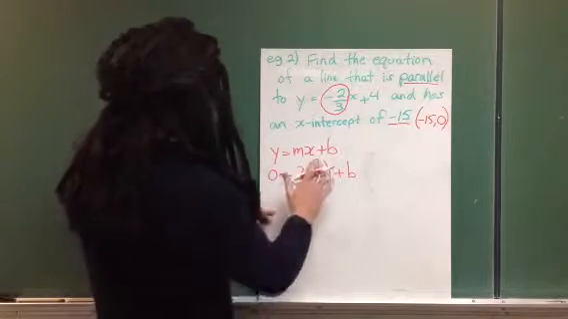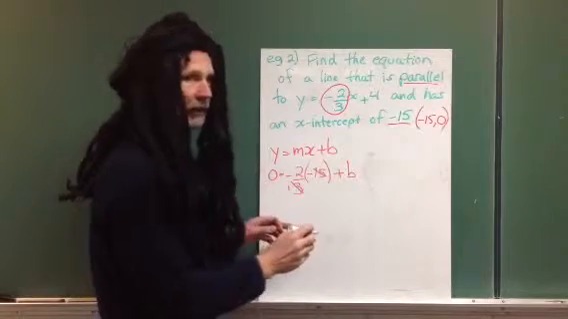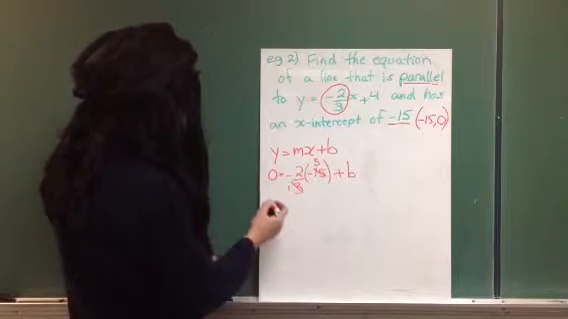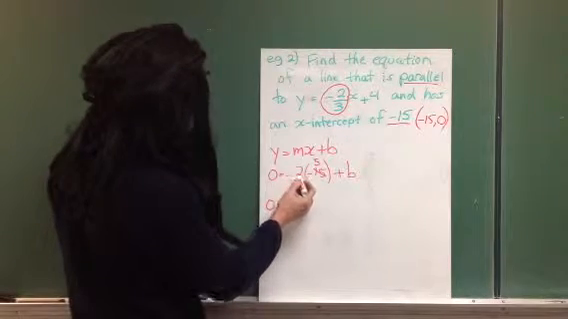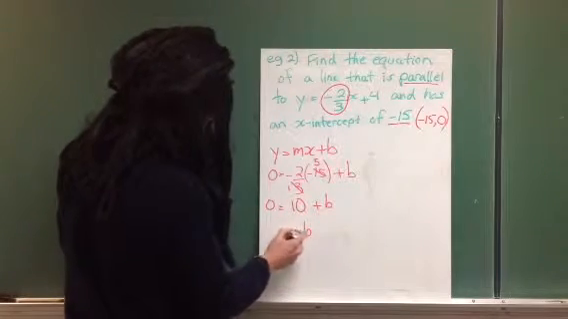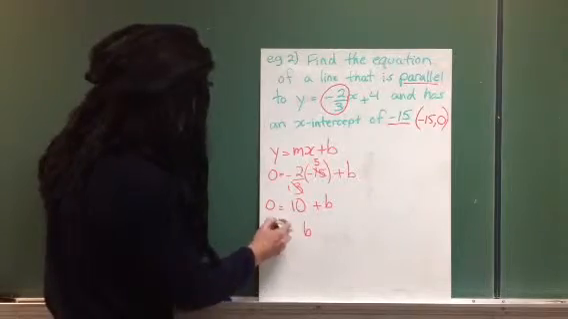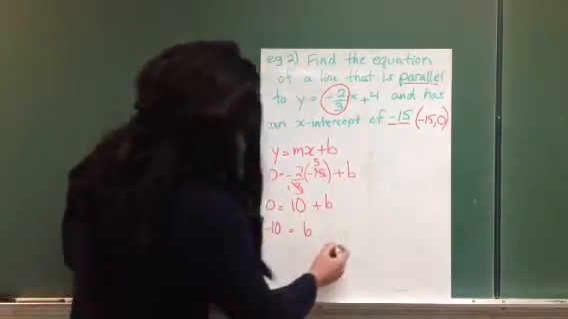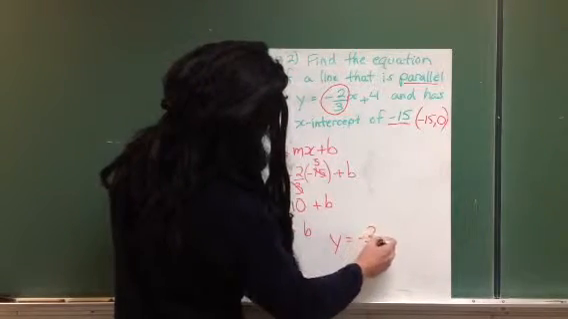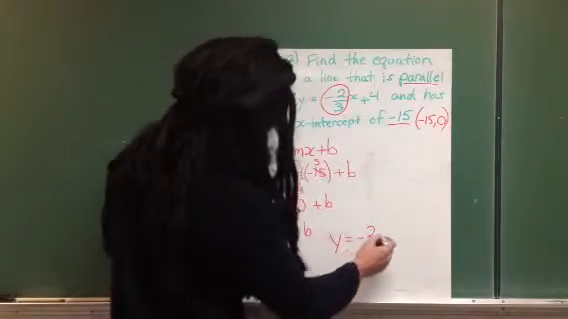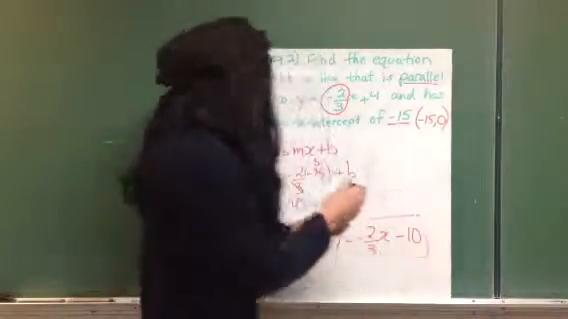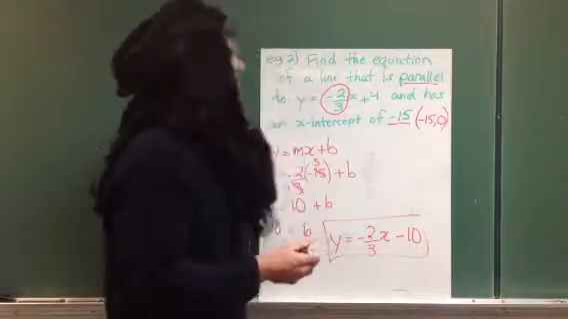So now I have, whoop, low tech, remember I've got to fix it. That would be 5, -5. Okay, so now we have 0 equals -2 times -5 is +10 plus b. So b equals, bring that over as -10. So our equation now is y equals -2/3, same slope as the original, x minus 10. That's my answer. Okay, so that's it for now.